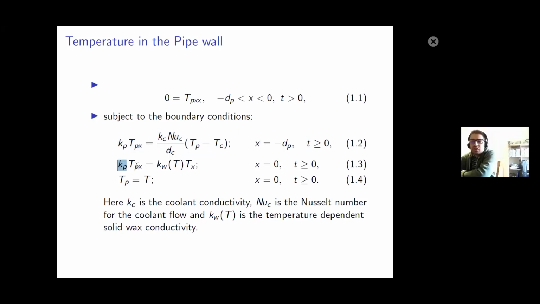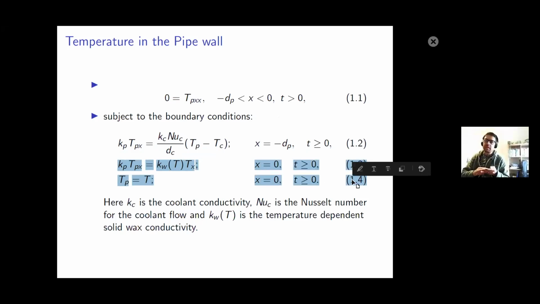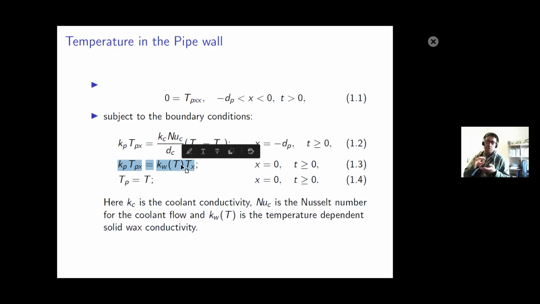Now, here we have two more boundary conditions that we impose at the inner pipe wall at x equals 0. The first of these is to do with continuity of the flux of heat across the boundary. So this says the amount of heat going into the solid wax layer is balanced against the amount of heat going out of the solid wax mixture into the pipe.